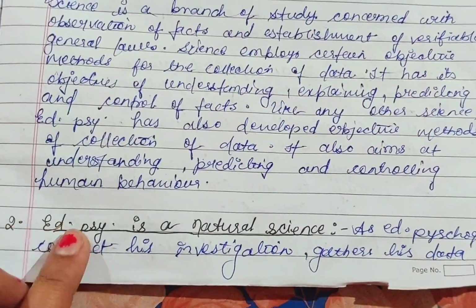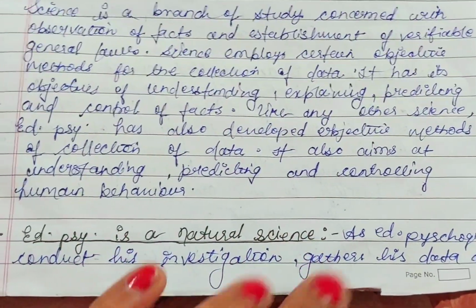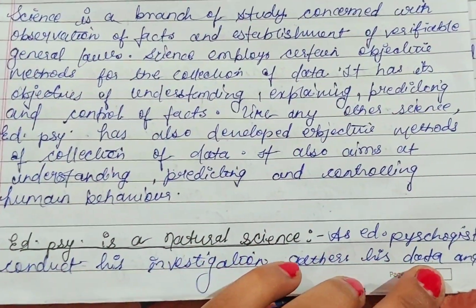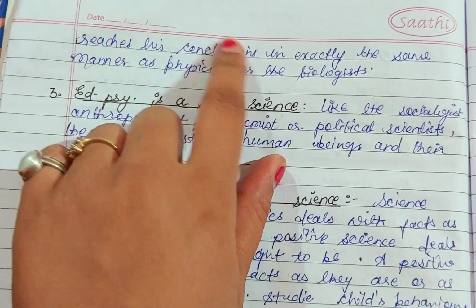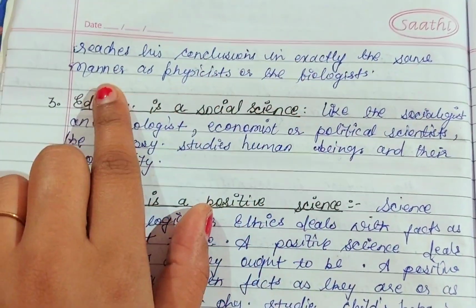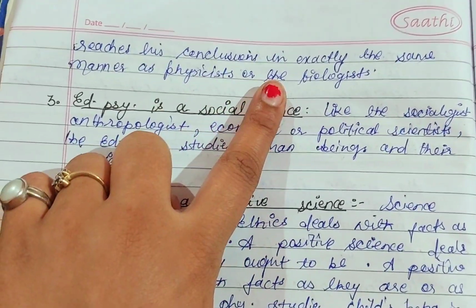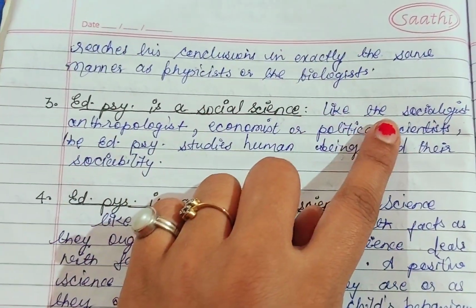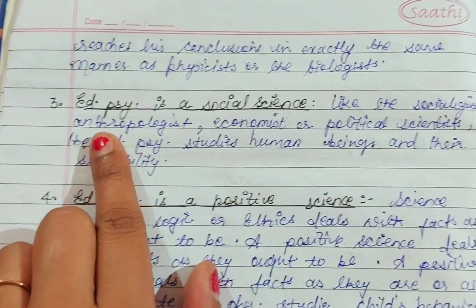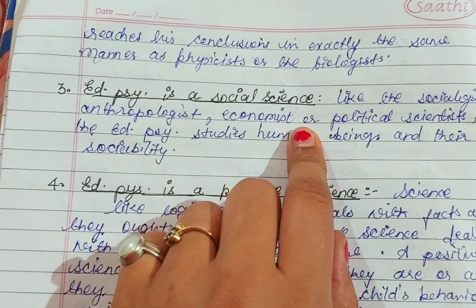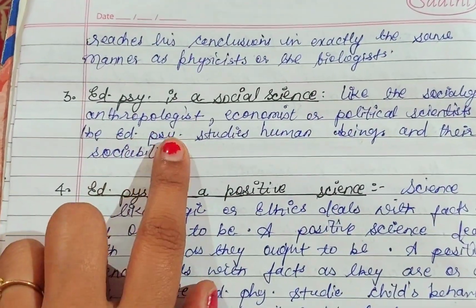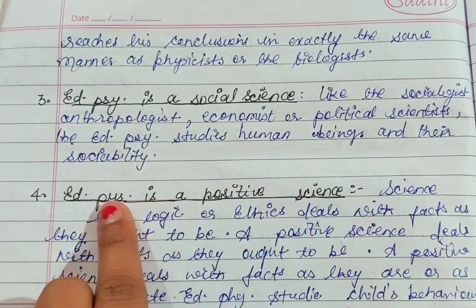Number two, educational psychology is a natural science. The educational psychologist conducts his investigations, gathers his data, and reaches his conclusions in exactly the same manner as a physicist or a biologist. Third, educational psychology is a social science. Like the sociologist, anthropologist, economist, or political scientist, the educational psychologist studies human beings and their sociability.